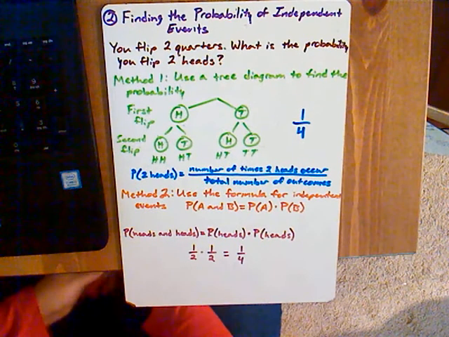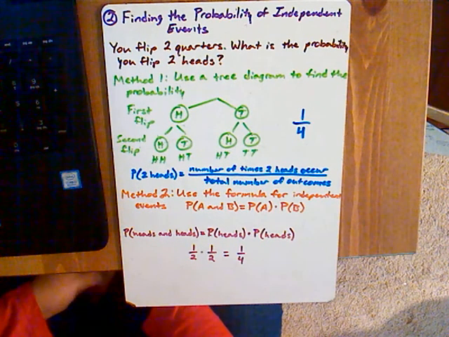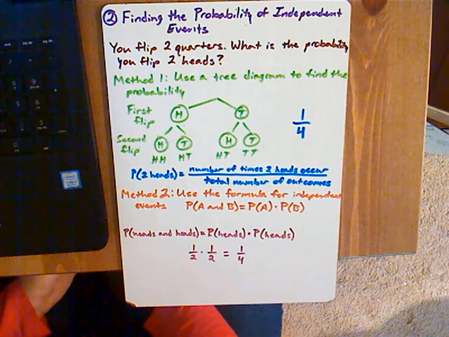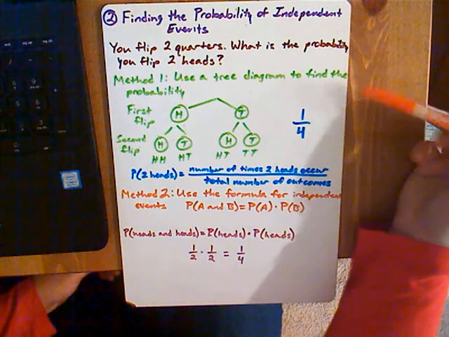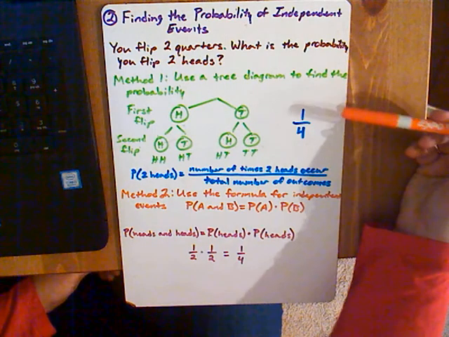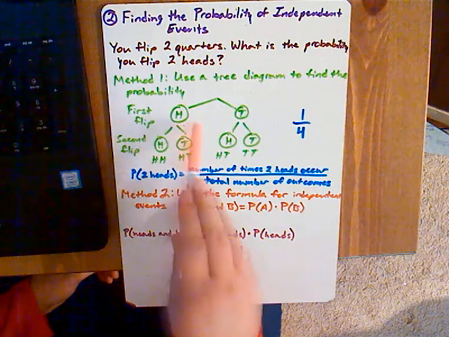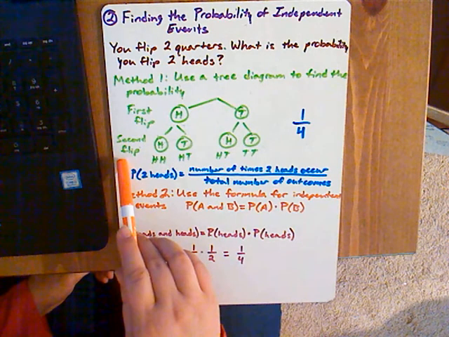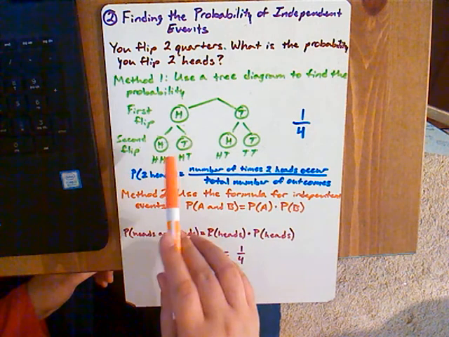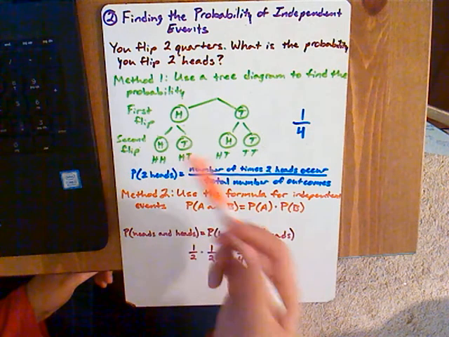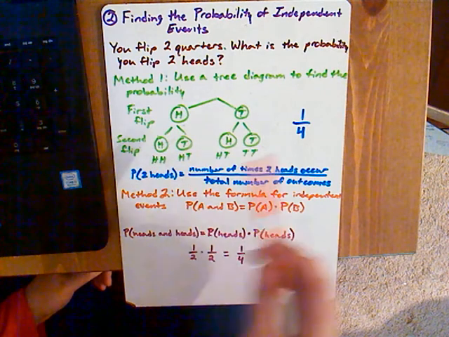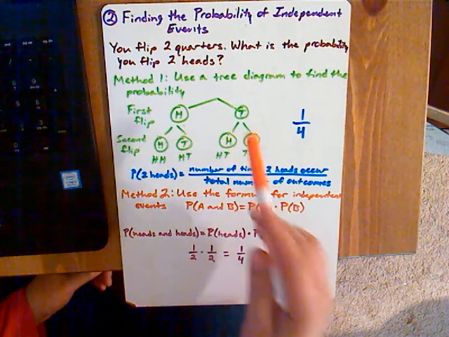All right, so finding the probability of independent events. You flip two quarters. What is the probability you flip two heads? You can figure this out one of two ways. The first method is to use a tree diagram to find the probability. We have our first flip where we're flipping a heads or a tails. And then with our second flip, we're either going to get a heads or tails. So we either end up with two heads with the first and second flip, a heads and tails, tails and heads, or tails and tails.